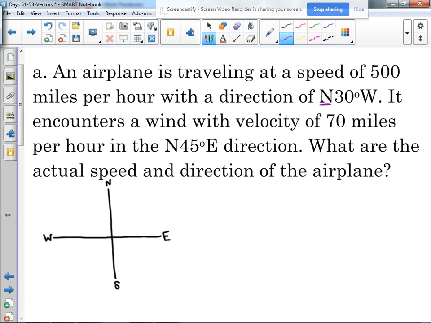So you start with whatever letter is listed first. North is listed first, so we start on our north line right here. Then we go however many degrees in the direction of the second letter. So we're going to go 30 degrees towards west from north. So the 30 is going to go right here.